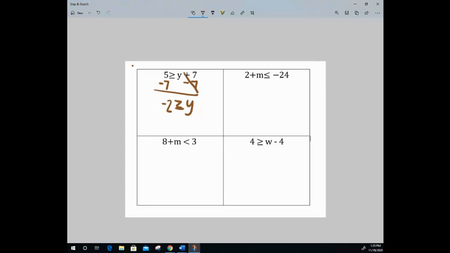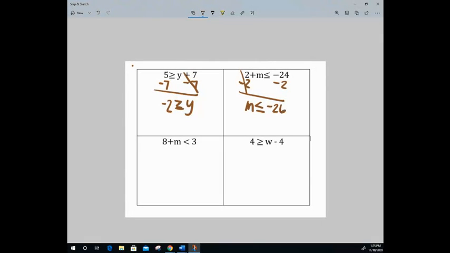Looking at the second problem, we have 2 plus m is less than or equal to negative 24. So my first question is, what is my variable? My variable is m. What's attached to it? An addition of 2. How do we undo an addition of 2? We're going to subtract 2. And whatever we do to one side, we've got to do to the other. Our 2's are going to cancel. I'm going to bring down m. I'm going to bring down my inequality symbol, that is less than or equal to, and negative 24 minus 2 is going to give me negative 26.